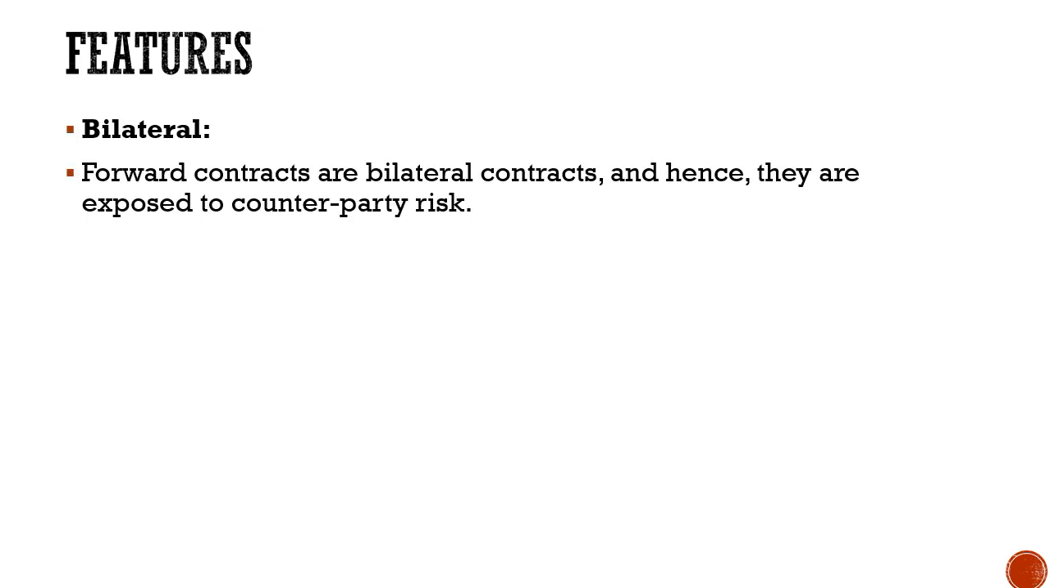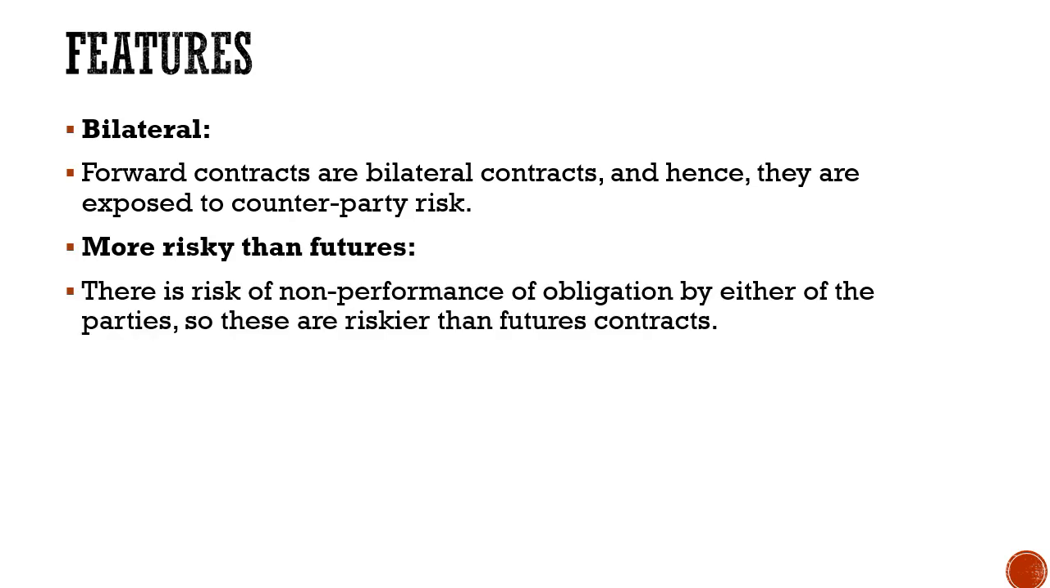Number one, bilateral. Forward contracts are bilateral contracts and hence they are exposed to counterparty risk. Counterparty risk meaning here there are two parties involved. So if any one of them makes a default, the other one will suffer. It is more risky than futures. There is a risk of non-performance of obligation by either of the parties. So these are riskier than futures contracts.